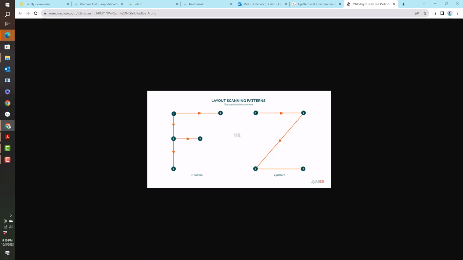Z patterns are used for other types of content, typically adverts or website home pages where there's less text. The eye moves from left to right across the top of the page, skips down to the bottom left corner, and again scans to the right. Z pattern eye movements are the reason why you'll often find web pages laid out in a similar way, with a lot of important information placed along the top and the bottom of the page.